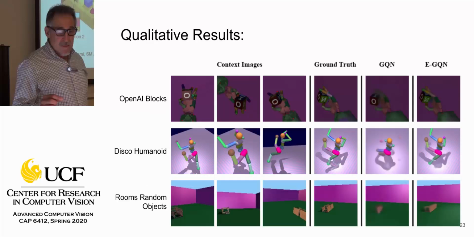So here's some qualitative results. And we can see that for each row here, we're looking at 3 input context images after the network has been trained. And the ground truth, the previous GQN and the new eGQN, this paper. And we can see distinct improvement, especially in the Disco humanoid and rooms random objects.